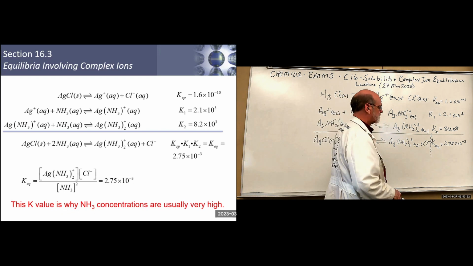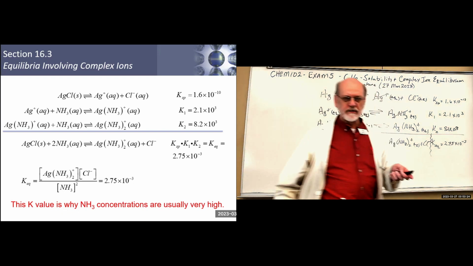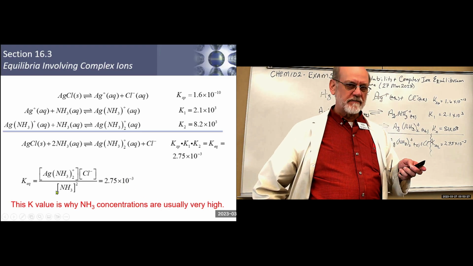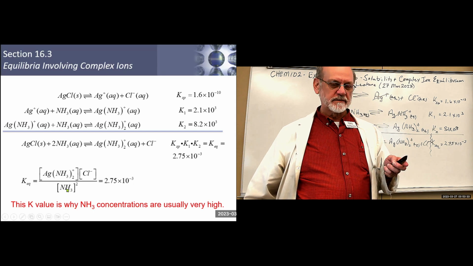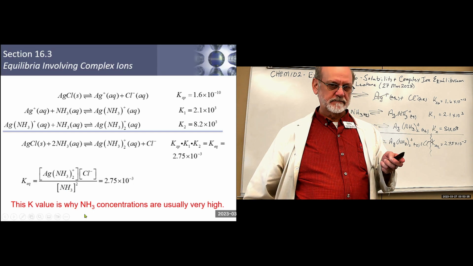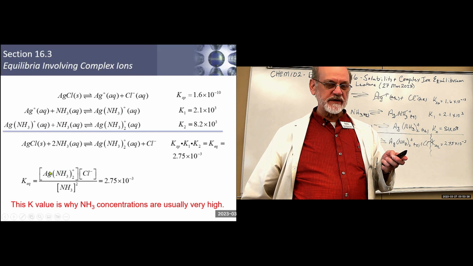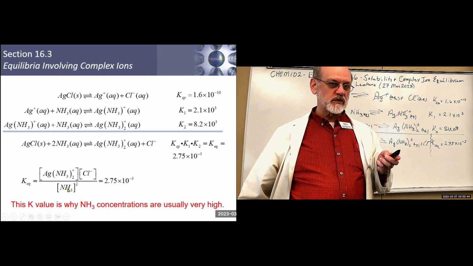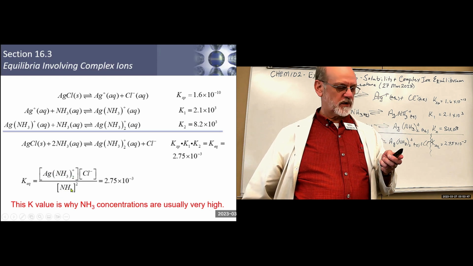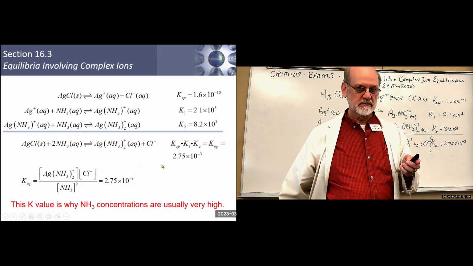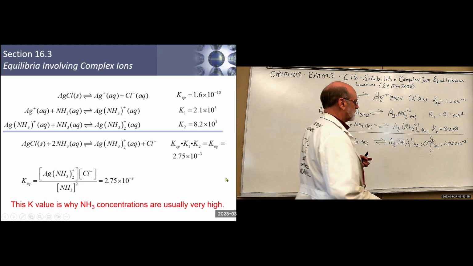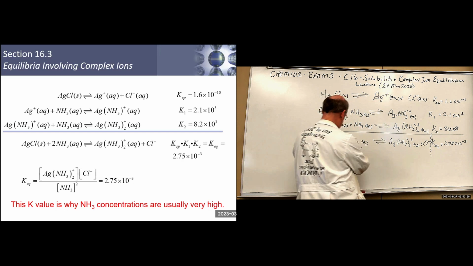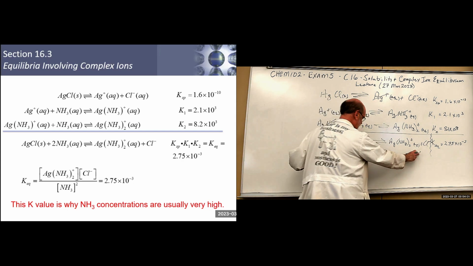Since we've got ammonia in the denominator squared, and we want to increase this concentration as high as we can, this usually is a very large number, like 1, 2, 10 molar. 10 molar is not uncommon. So you put a lot of ammonia in there, and if you put a lot of ammonia in there, it drives the reaction that way.